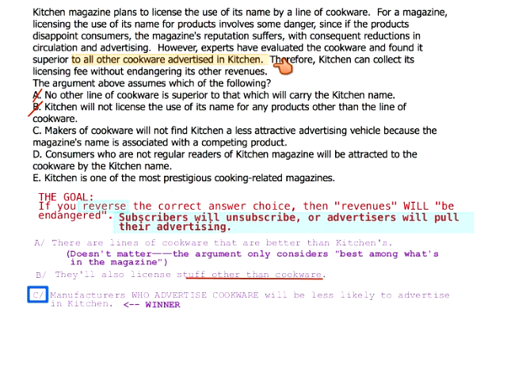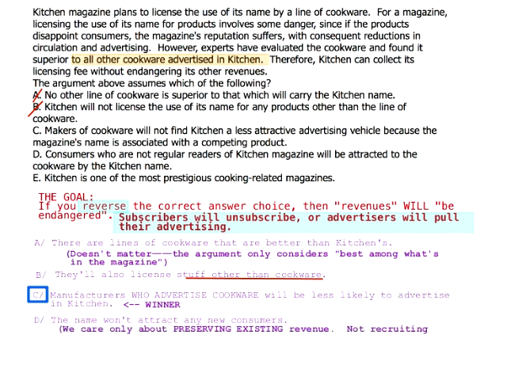Choice D says consumers who are not, like new consumers, will be attracted. So if you reverse this, you get the name won't attract any new consumers. But what is the argument about? Is the argument about new revenues? No, it isn't. The argument is only about preserving existing revenue, not recruiting new sources of revenue.